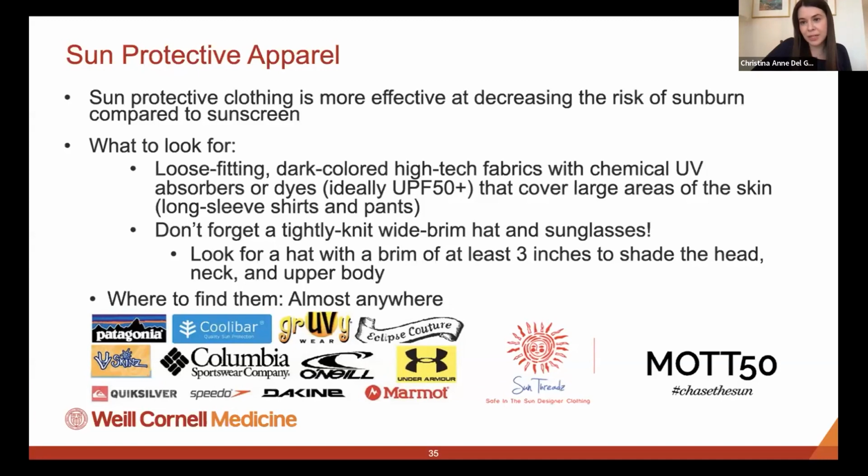And patients also often ask me, where do I buy these? Where do I buy UV protective clothing? And really you can find them anywhere. There are a ton of brands. They're very easy to find, even on Amazon or at Target. You just have to look for UV or sun protective clothing.